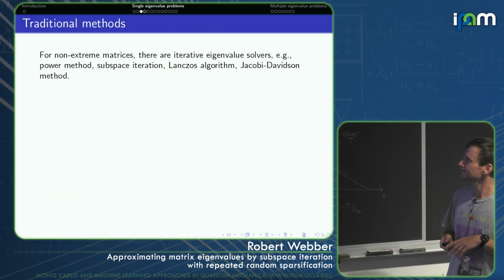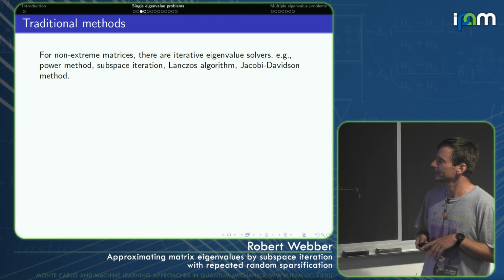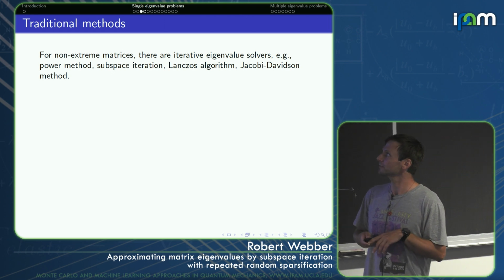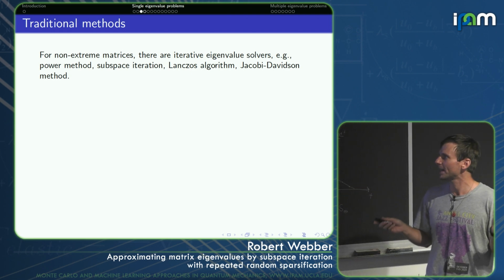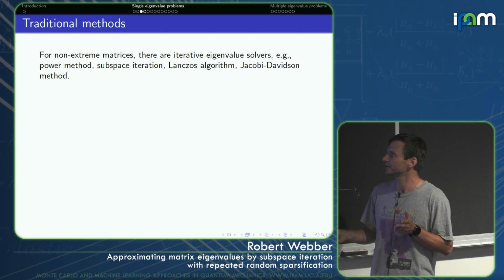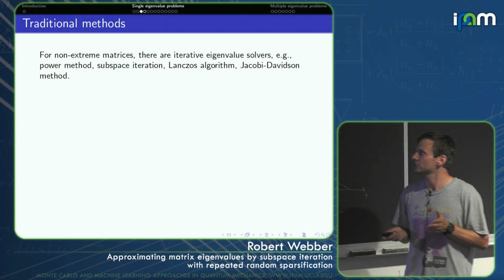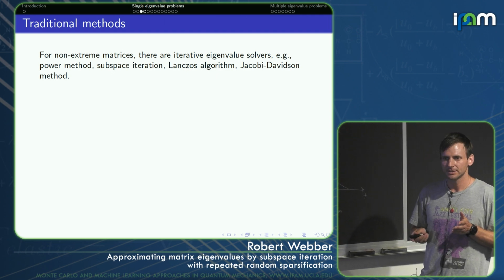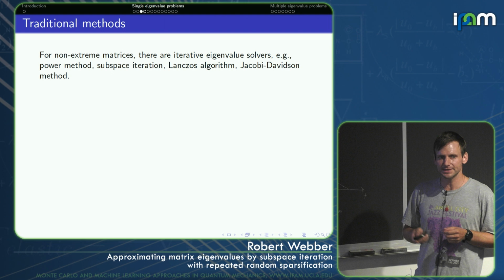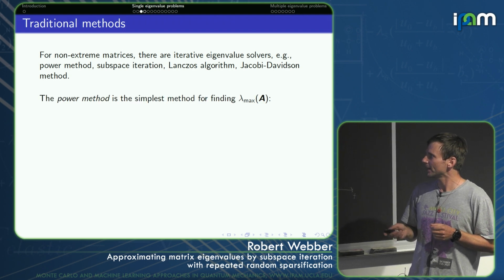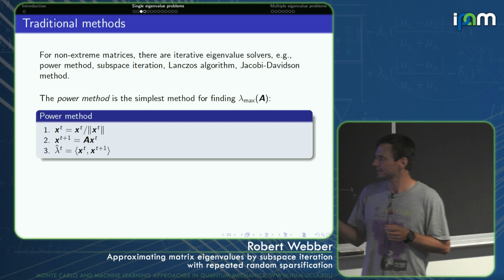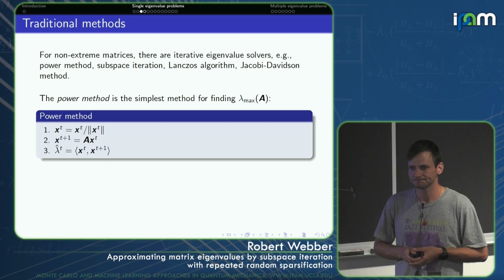Traditional methods work well for non-extreme matrices. There are iterative eigenvalue solvers. There's a huge slew of possibilities: the power method, subspace iteration, the Lanczos algorithm, the Jacobi-Davidson method. But in this talk, I'll start with the simplest one, the oldest one, the power method. And the power method could be written as this 3-step procedure.